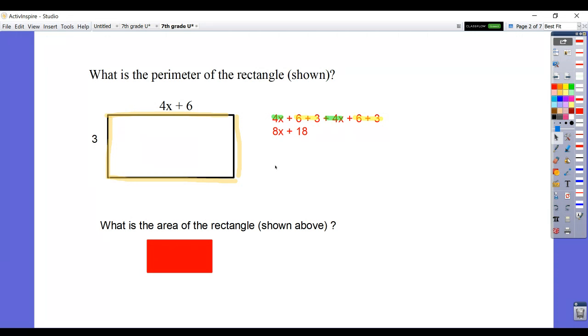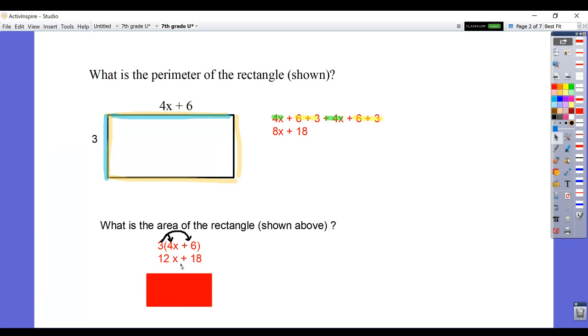Now, if they are looking at the same rectangle, but this time they want area, this time you're going to take length times width. So 4x plus 6 times 3. So 3 times 4x plus 6, or 4x plus 6 times 3, you would find that by using your distributive property. So 3 times 4x, and then 3 times 6. 3 times 4x is 12x, plus 3 times 6 is 18. So your final answer would be 12x plus 18. You can't combine anything because, again, these are not like terms.